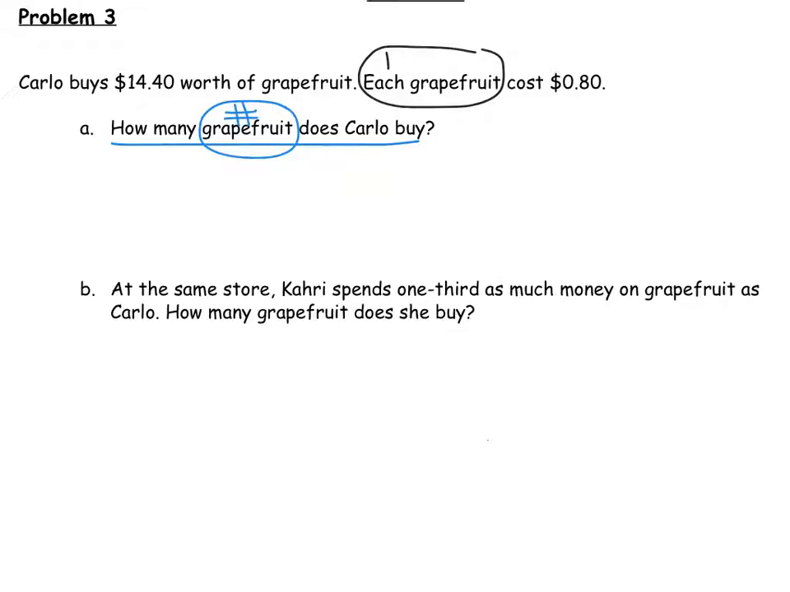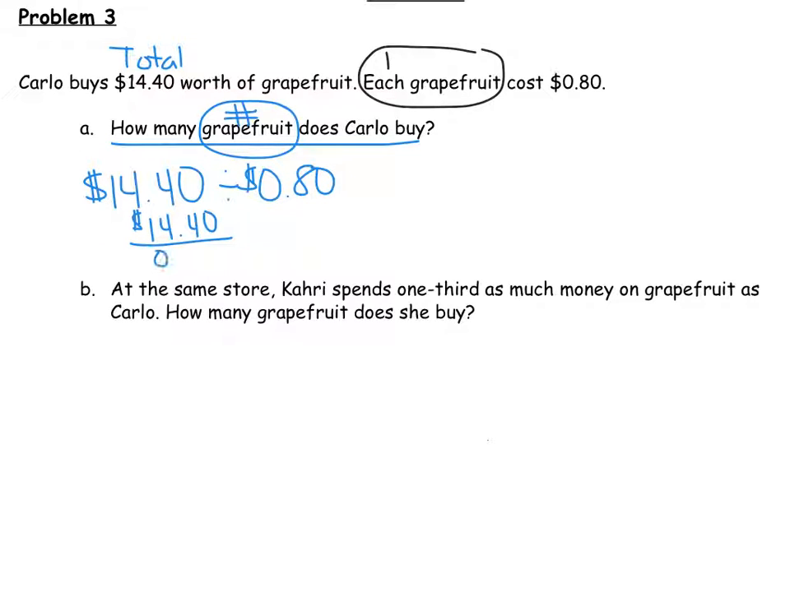So I know my total, and I know how much one of them is. So I'm going to take my total, $14.40, and divide it by 80 cents. Well, just like we did before, we're going to make that into a fraction. So 1440 becomes my numerator. 80 cents becomes my denominator.